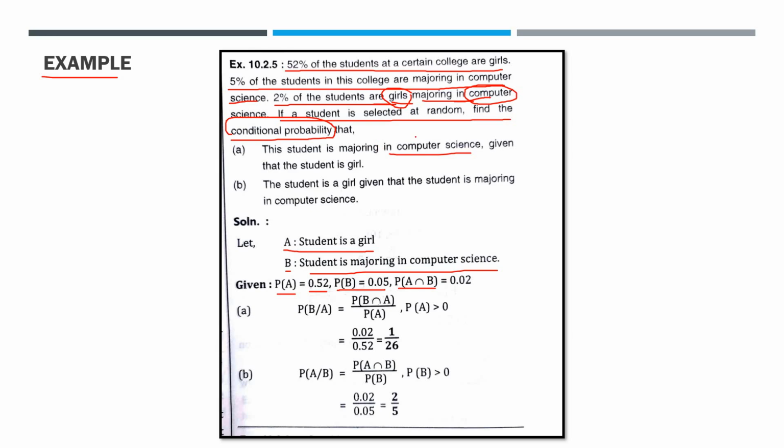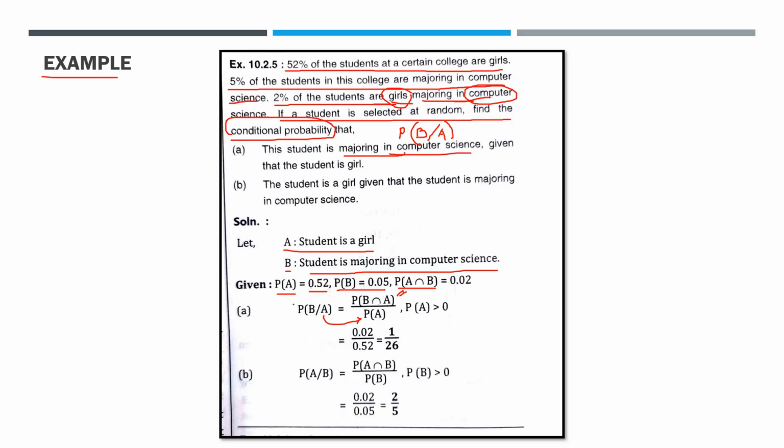Majoring in computer science means the event B, and it should be given that it is a girl. So we have to find the probability of B given A. Okay, B is the event of the girl majoring in computer science, and A is the event that she is a girl. So how to find B given A? P of A and B divided by P of A. P of A and B is 0.02, divided by P of A, which is 0.52. So it comes out to be 1 by 26.